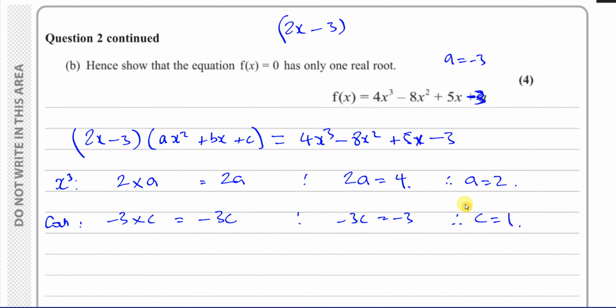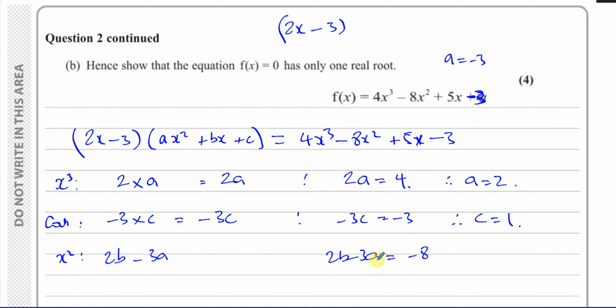And to find b, we can consider either the x squared or the x term. And I'll show you how we can do it for both of them. But this is where you have to be a bit careful, because there's not only one way of getting x squared. You can get x squared by doing 2x times bx. That will be x squared, so that's going to be 2b. But you can also get it by doing minus 3 times ax squared, which would be minus 3a. Okay, so 2b minus 3a is the x squared term. So 2b minus 3a has to equal negative 8. That's the x squared term in this expression.